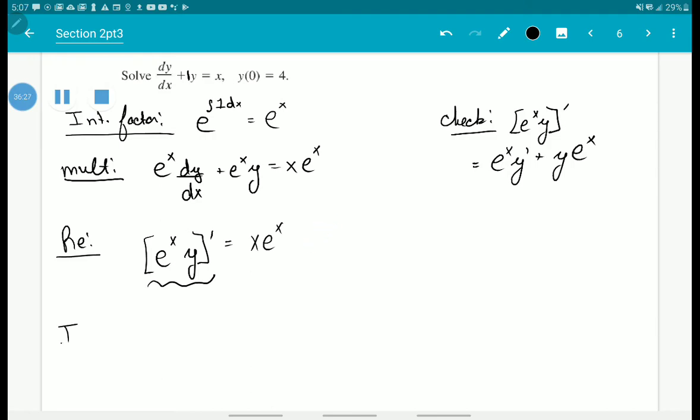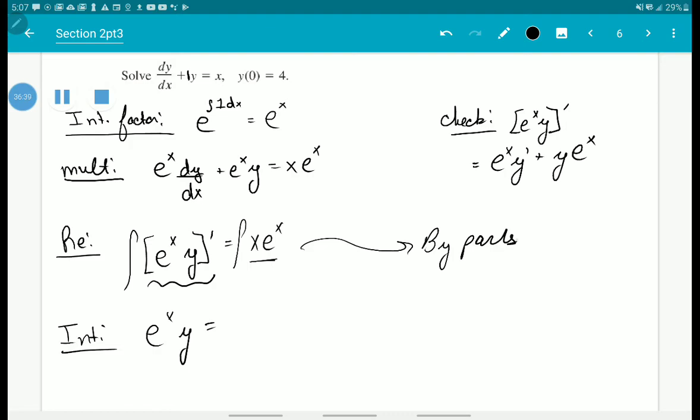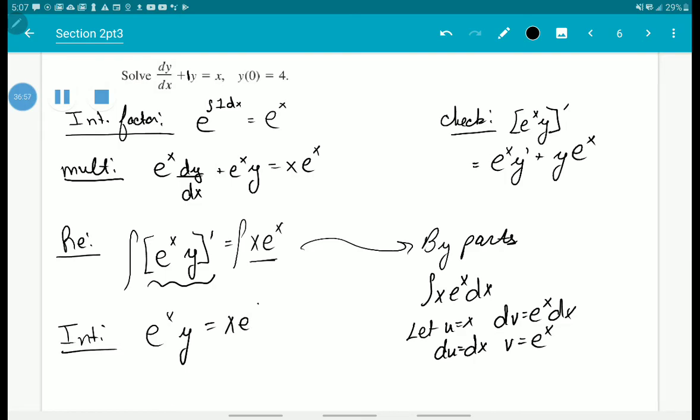So now we're going to integrate. And if we integrate both sides, we're going to get e to the x times y is equal to the integral of this. This guy's going to require integration by parts. U is x, dv is e to the x dx. So du is going to be dx, and v is going to be e to the x. So this is going to be uv minus the integral of v du.